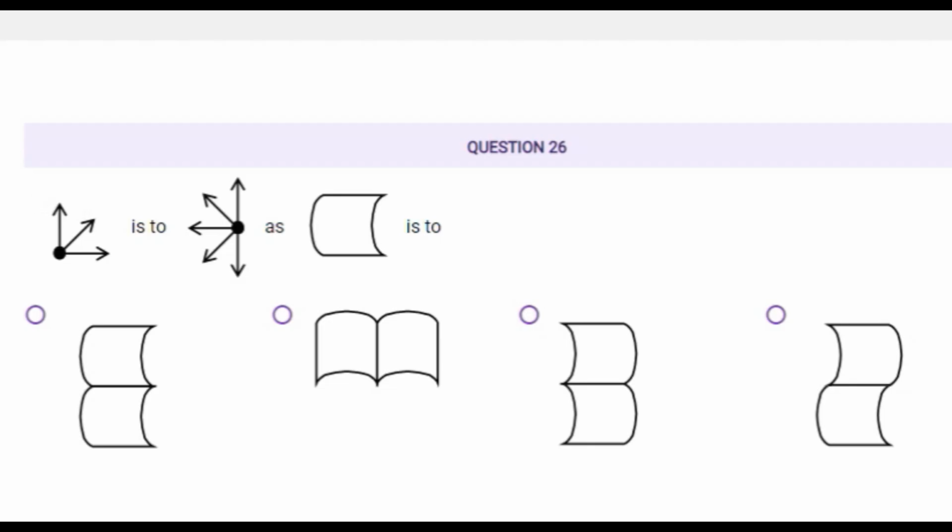Explanation. In the first pair, the arrows double and point in all directions. So, for the open book shape, it should duplicate and face in all 4 directions to match the same pattern. Hence, option C, 4 open book shapes arranged to face all 4 directions, is correct.